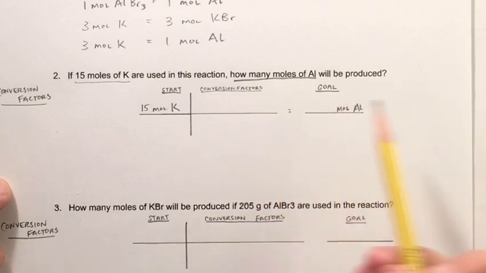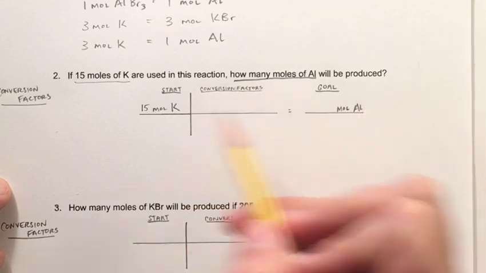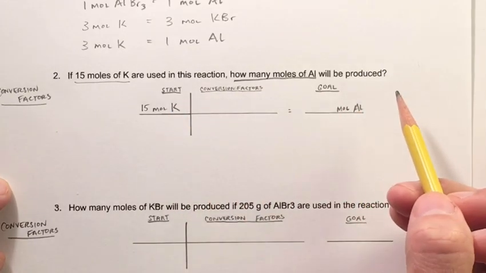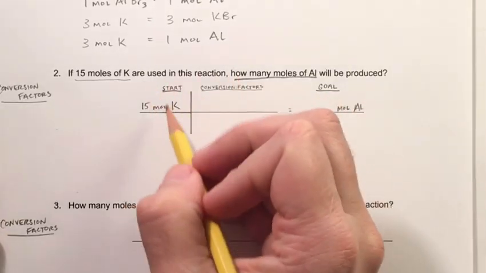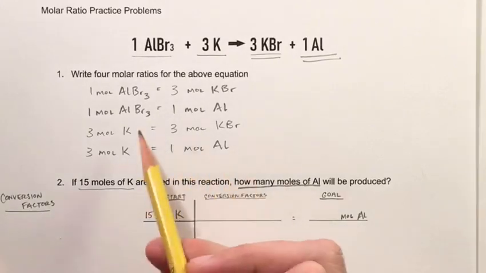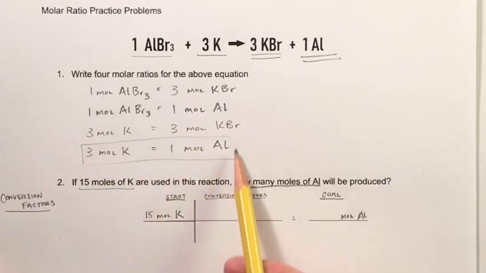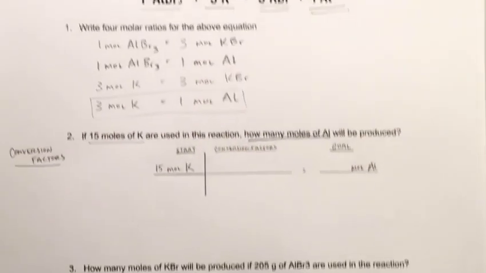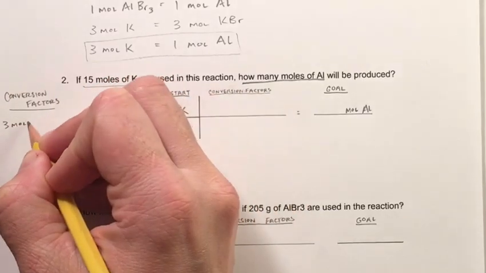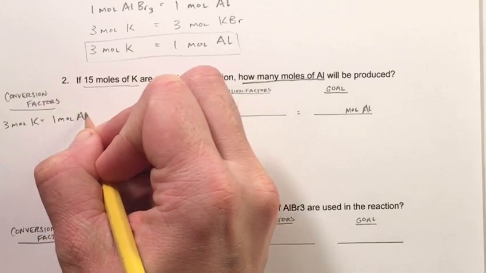Just like the last video, I want to see if I need a molar ratio. So I look at my start and my finish. I notice I have different formulas here, so I will need a molar ratio. I have potassium and aluminum. So if I look back at what I just found, potassium and aluminum here, this molar ratio will help me out, so I can use that. I will write that down on the side here. 3 moles of potassium equals 1 mole aluminum.